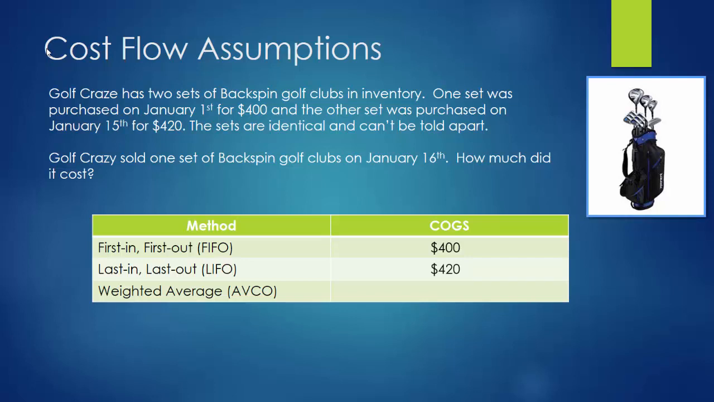And under the AVCO method, the weighted average method, they assume that all of the inventory that they have of that particular type, in this case these golf clubs, is being carried at the average cost they paid to buy it. So if they bought one bag for $400 and another bag for $420, the average cost would be $410, and that would be the cost of goods sold that they reported.